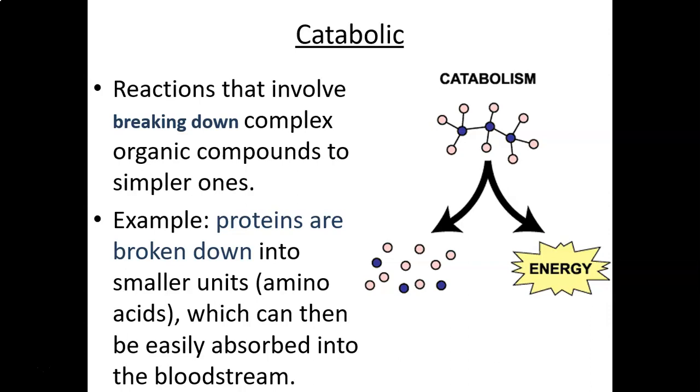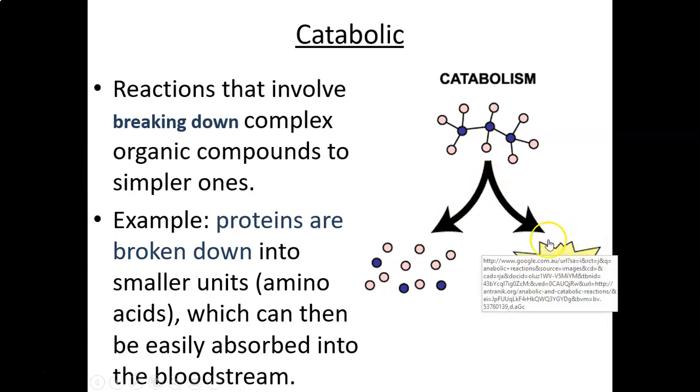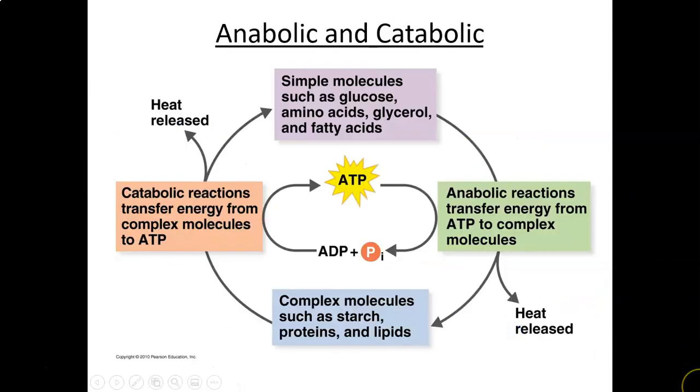When we're looking at catabolic, breaking down reactions, we're breaking down organic compounds to simpler ones, for example, proteins being broken down into their amino acids, which makes them easier to absorb into the bloodstream. You can see in this example, it's going to release energy.